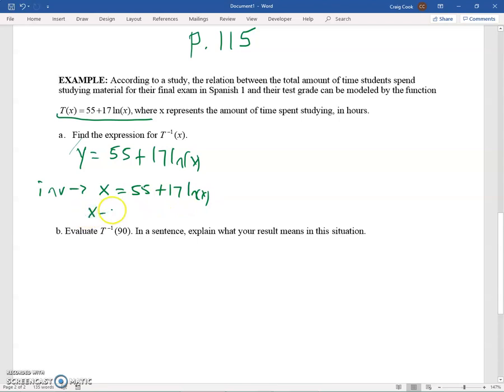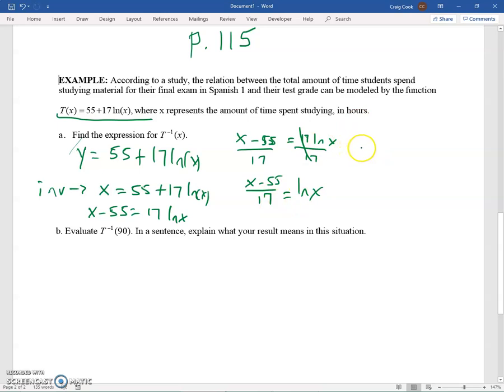Well, we need to subtract 55. So we have x minus 55 equals 17 ln y. We divide by 17. So we have x minus 55 over 17 equals ln y. Well, to get rid of this ln y, we take everything and raise it up and use e as the base and use that as an exponent.